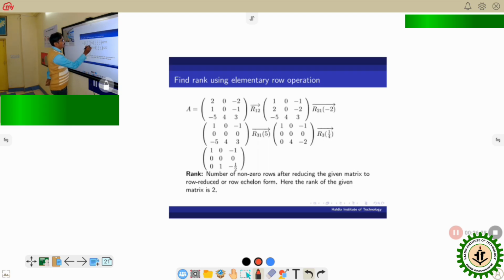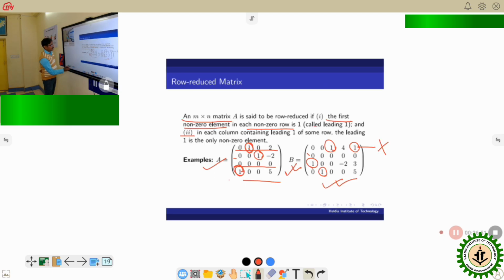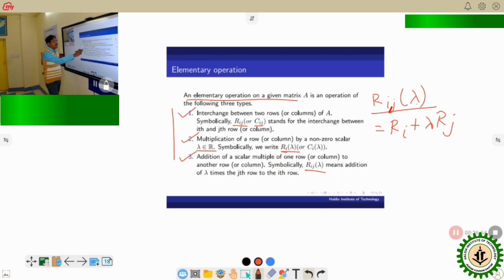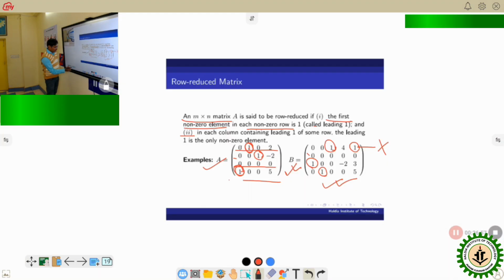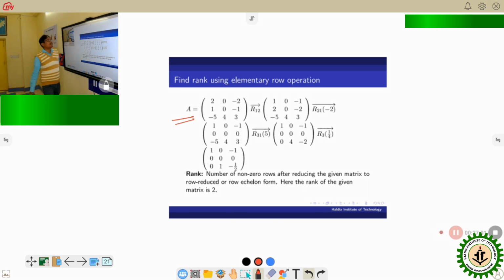Here you see that it is a 3 cross 3 matrix. You can find the rank of this 3 cross 3 matrix using the definition, but we take a simple example so that we use the elementary operations. So starting with this matrix, what is the technique? Every time you follow these 3 operations. This is the main thing. So the technique is: go to the first non-zero row and first non-zero element, and that element should become the leading one using these 3 elementary operations.